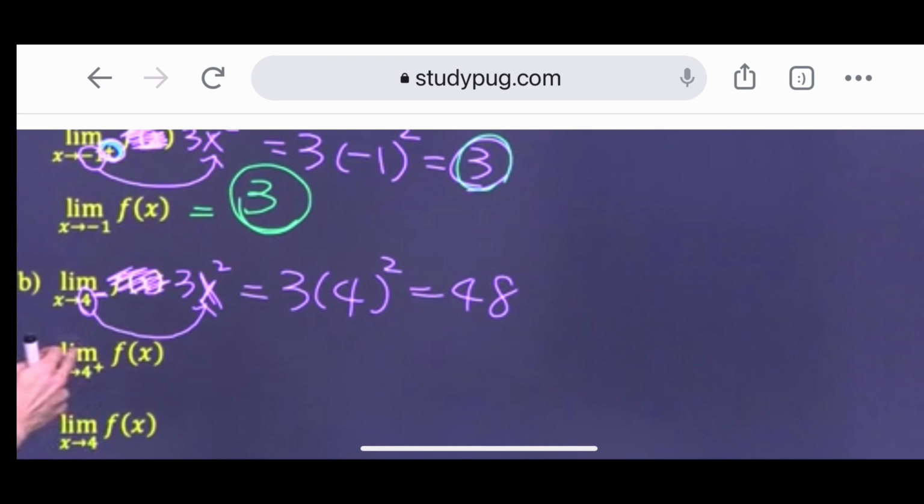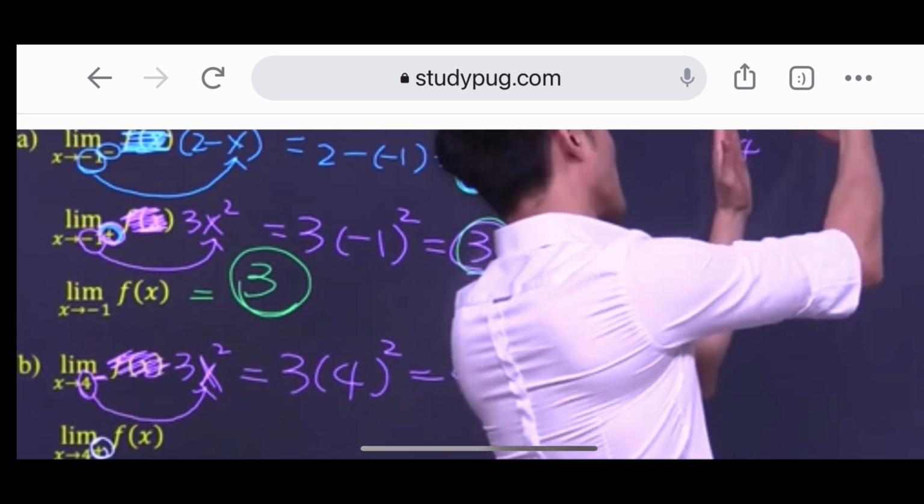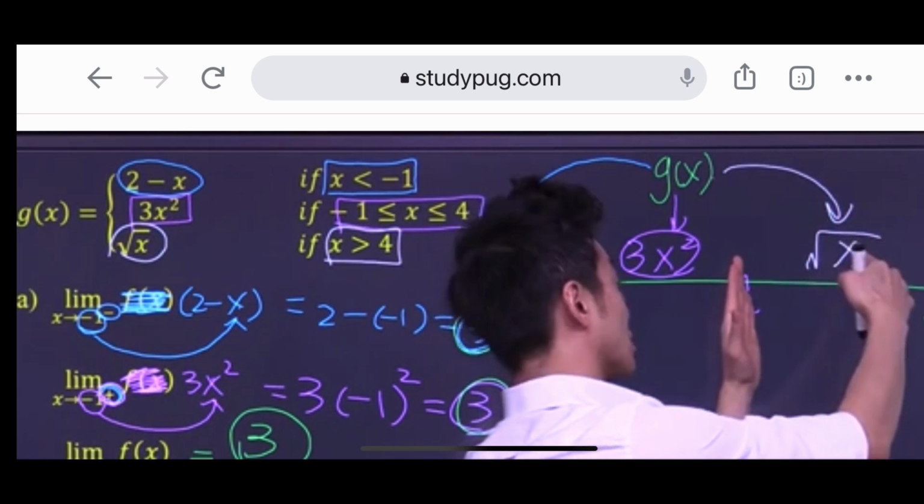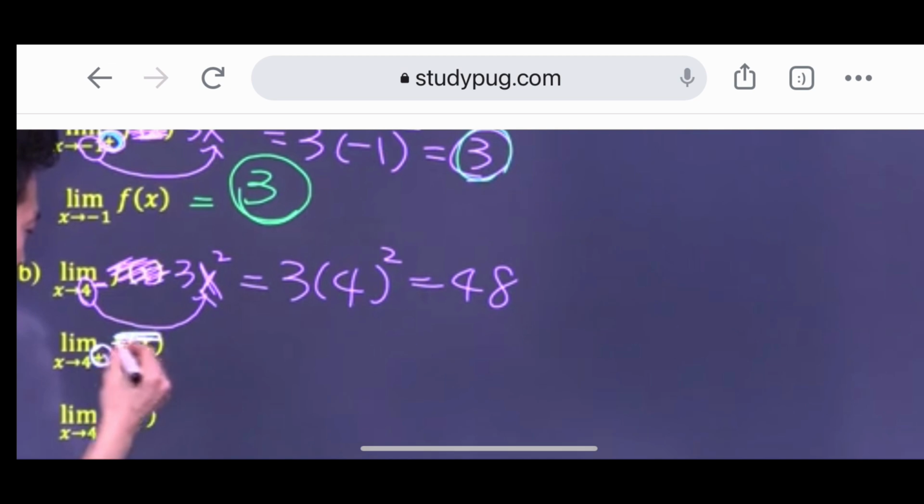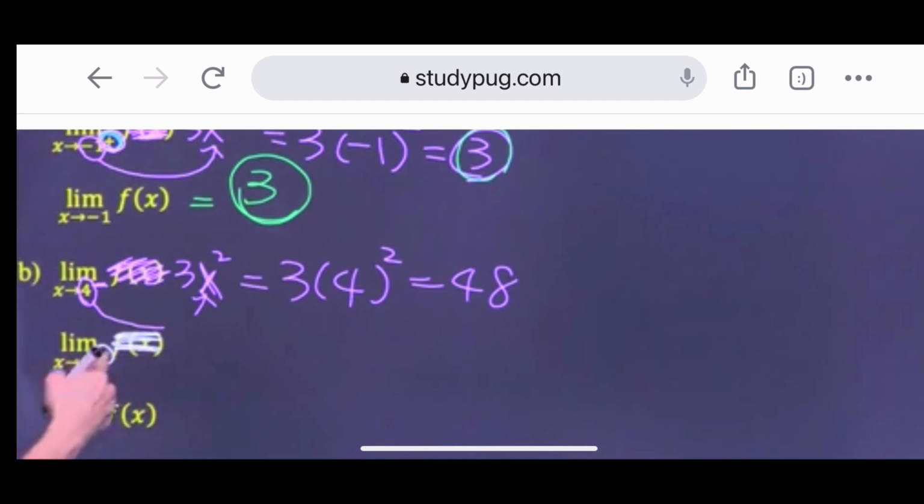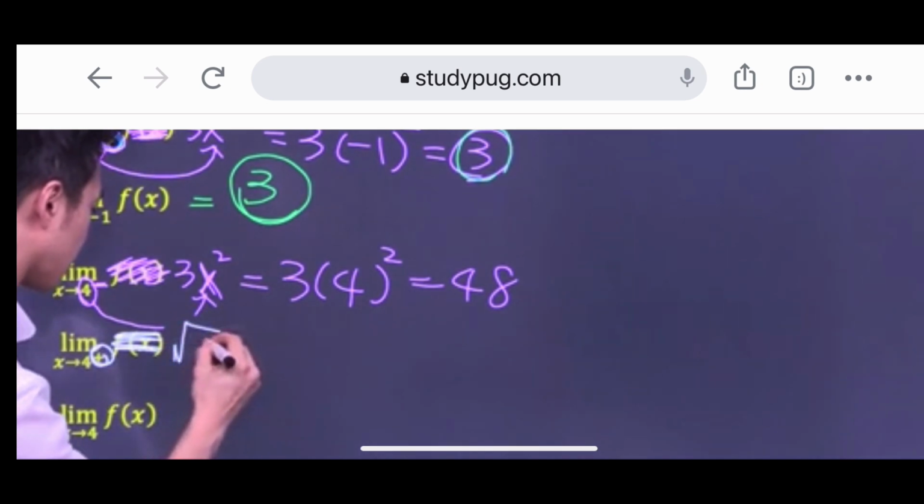We want to evaluate the limit of the function as x approaches 4 from the right. The function g of x is defined as the square root of x.